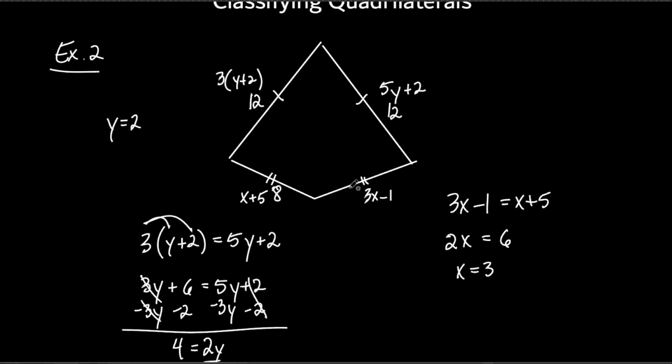Now, what should this side right here be? Should be the same, okay? Just for fun, let's put it in and see if it really is. So let's take that 3 and put it in for this. 3 times 3 is 9, minus 1 is 8. Sure enough. So what are my sides? 12 and 12, 8 and 8. And that's a kite. Pretty simple, isn't it? Yeah. All right. Let's move on.